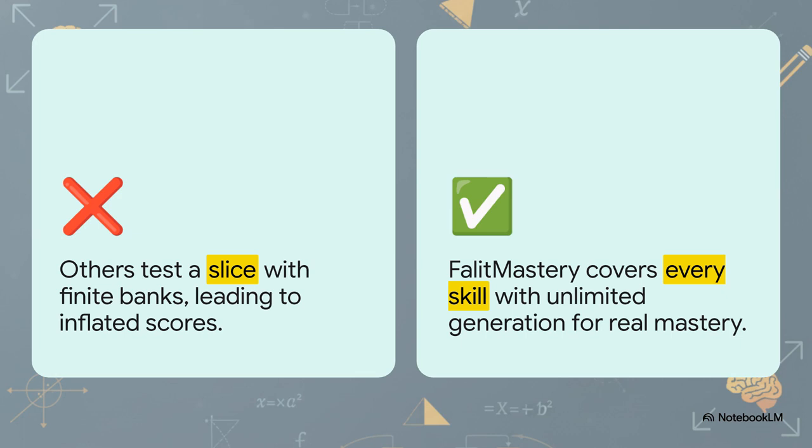Typical platforms out there, they test just a tiny slice of the SAT. They run on finite question banks. So when you take their practice exams over and over, your score might go up simply because, well, you're starting to recognize the questions. That creates some wildly inflated scores.